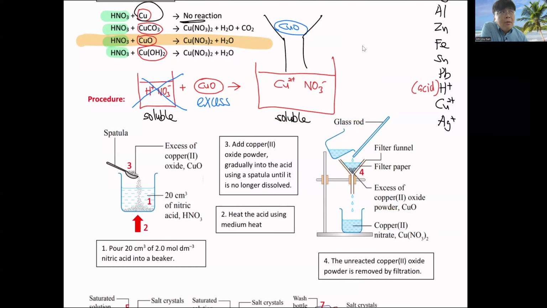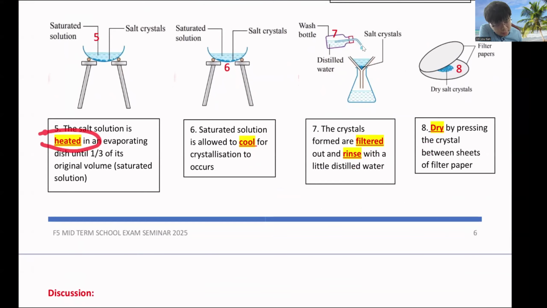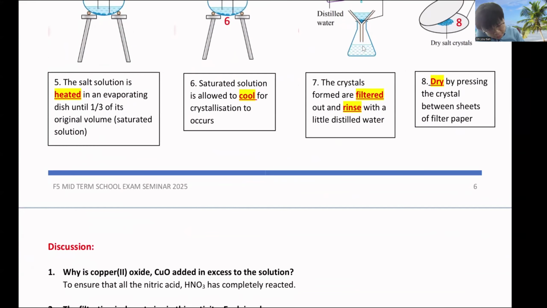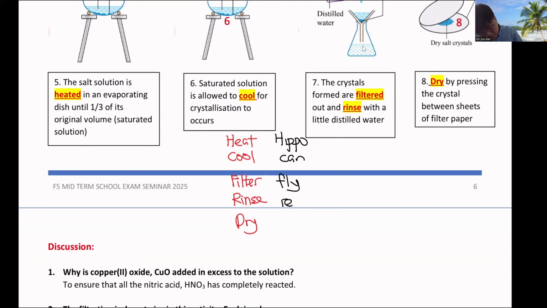Now, what I want is copper 2 nitrate crystals, but my copper 2 nitrate is dissolved in water. So how do I take out the copper 2 nitrate? You have to go through these 5 steps: heat, cool, filter, rinse, and dry. So how do you memorize this? You write down the steps first: heat, cool, filter, rinse, and dry. Heat stands for hippo, can fly really dangerous.